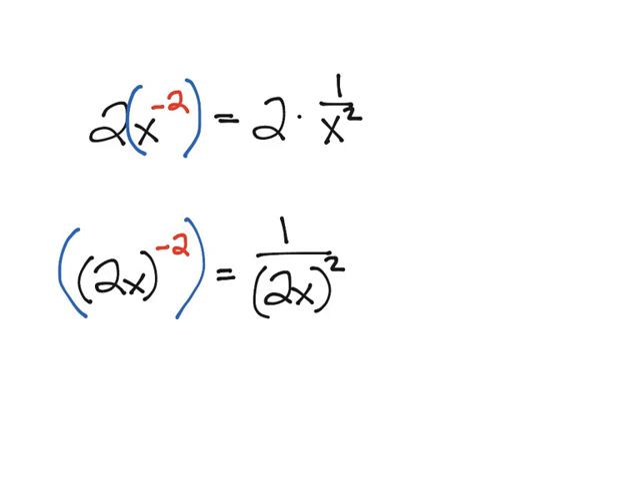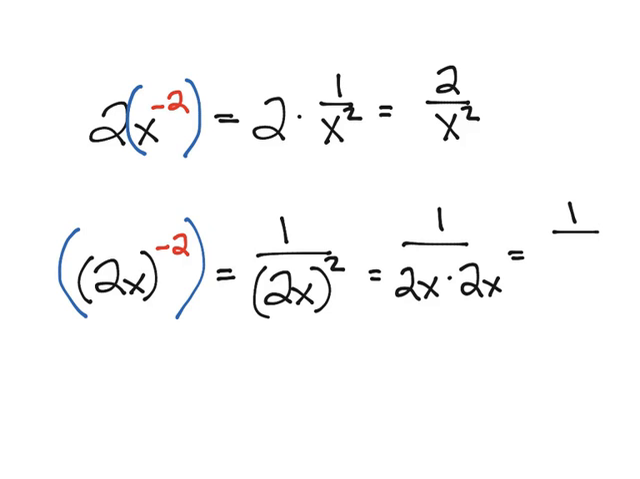For the first expression, if you multiply it out, you'll get 2 over x squared. The bottom expression is already complete, but we could multiply it out and have 1 over 2x times 2x, which simplifies to 1 divided by 4x squared. What this is showing you is that the placement of the exponent is extremely important to how we work through these problems.